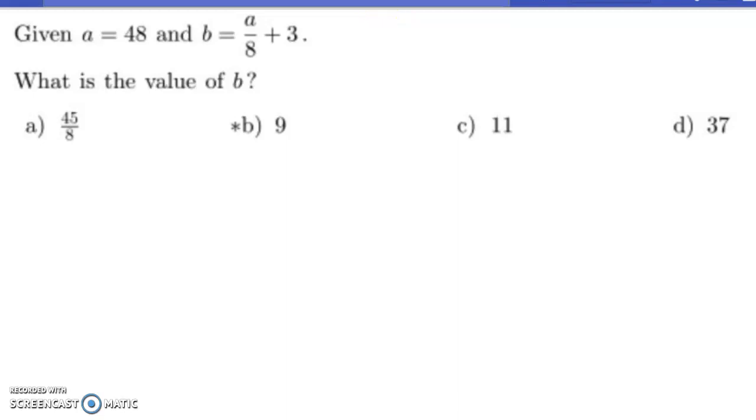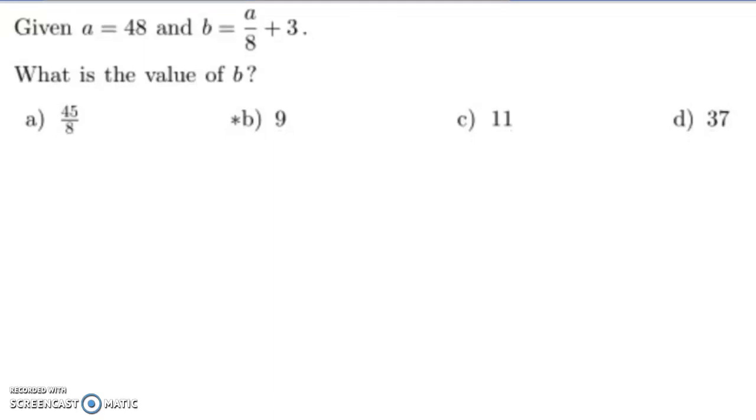Hi everybody, this is CR number 5, helper video number 2. It says given that A is equal to 48 and B is equal to A divided by 8 plus 3, what is the value of B?